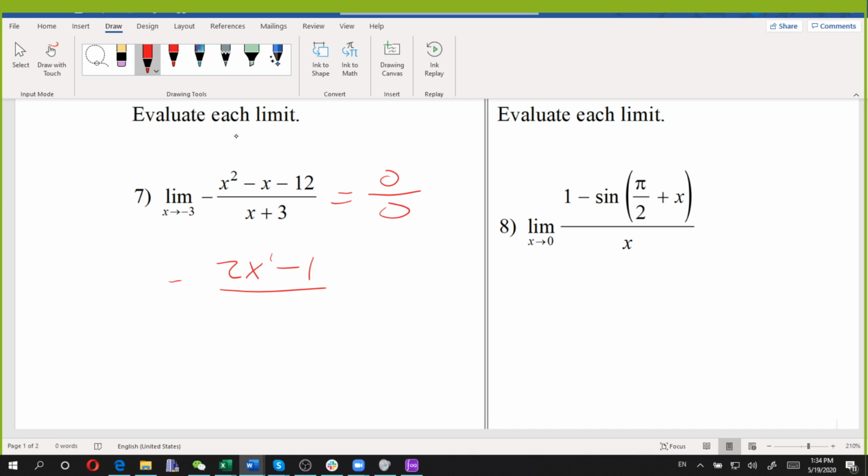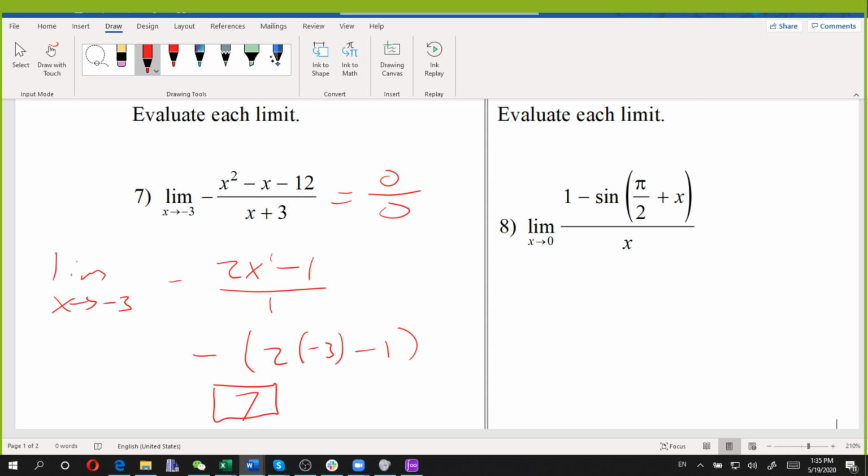Okay, and then what happens when I derive the bottom? 1. Okay, so I'm going to take the limit as x approaches -3. So I can just plug in -3 right now. So this is -2 times -3 minus 1. 2 times -3 is -6, minus 1 is -7, times -1 is +7. That is my limit.